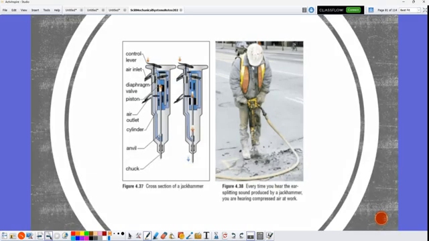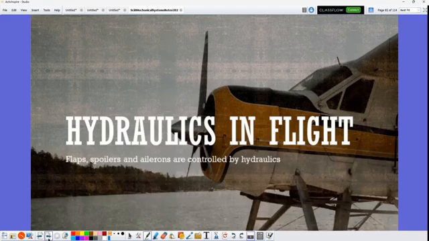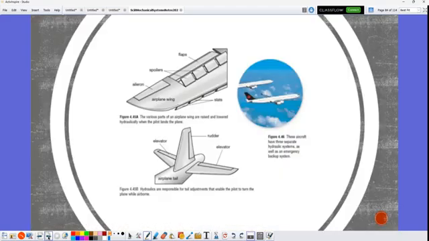So there's an example of a pneumatic system because it's using compressed air to do the work. And in a hovercraft, they take the air and pump it, and there's a sort of cushion, and the pressure builds up underneath and supports the weight. And we use hydraulics in flight to control the different flaps, spoilers and ailerons. There's a picture of the various parts that are raised and lowered using hydraulics.